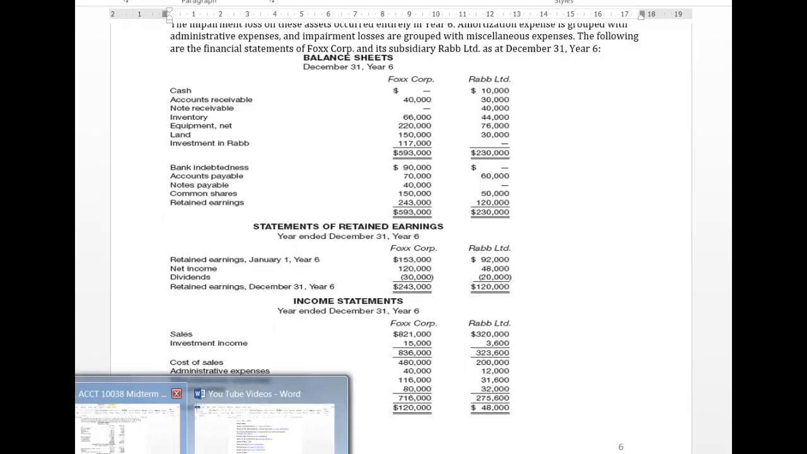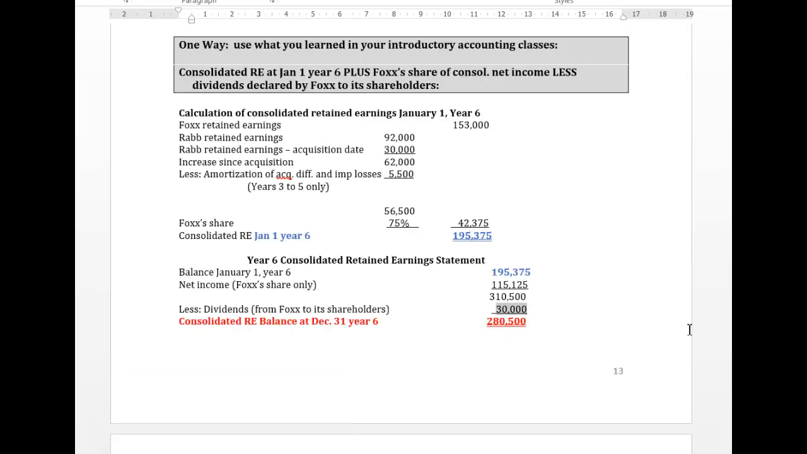Don't forget, that is typically the way you would calculate any separate entity balance of retained earnings too, right? You would take retained earnings at the beginning plus income less dividends declared to their shareholders to get ending retained earnings. All we're doing is taking that exact same concept and applying it to the calculation of consolidated retained earnings at the end of year 6. But to do that, we needed to do another calculation and calculate consolidated retained earnings at the beginning of year 6.